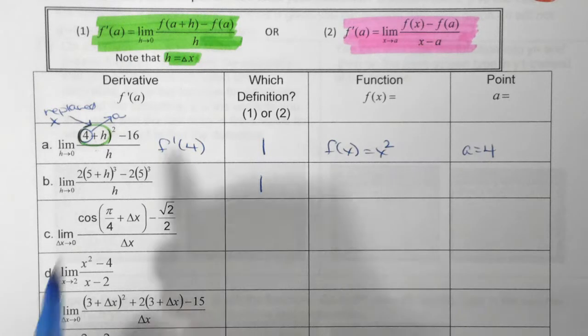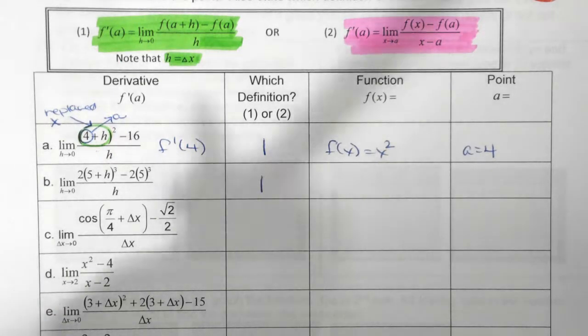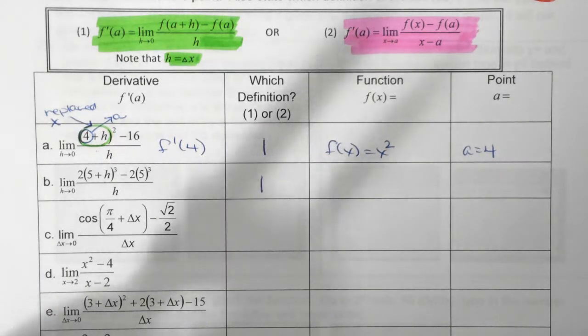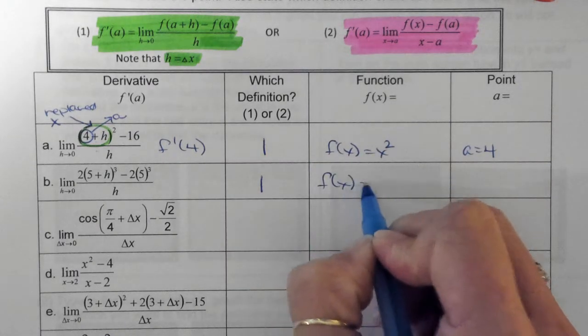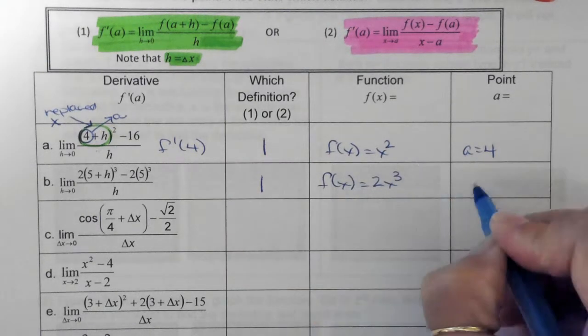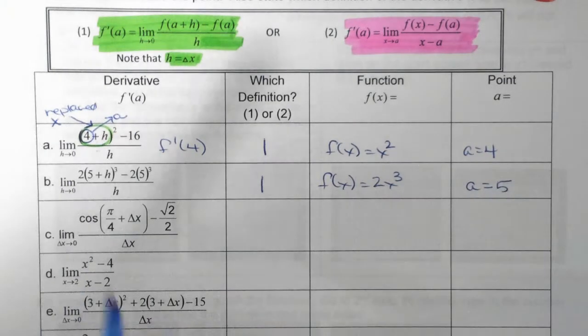Let's do it again with B. Look at B. Okay, we already said that it's 1. Take what's inside with the h and take it out and put the x in. What is the function? 2x cubed. What's your a value? 5. 5.